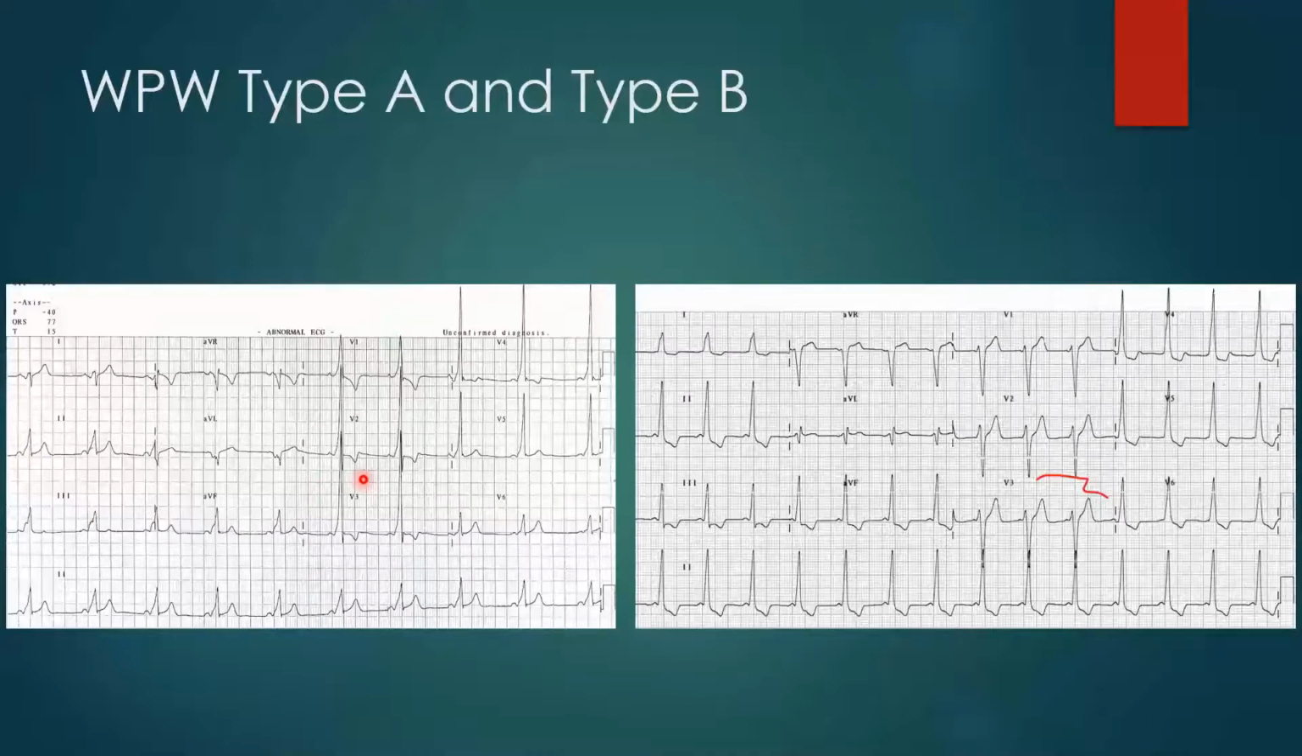Type 2, or type B pattern, which you see on the right here, is the opposite. You look at V1, and you end up with a dominant S wave, which is the first downsloping wave of the QRS. So in this, you have an RS wave, but a dominant S wave. With a dominant S wave, you end up with a right-sided accessory pathway, so the accessory pathway is on the right side of the heart.